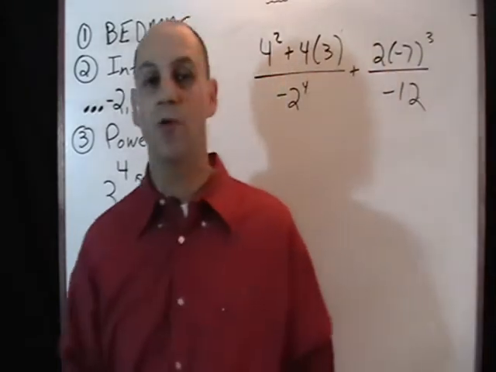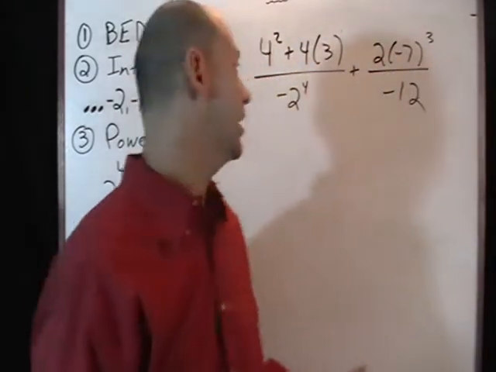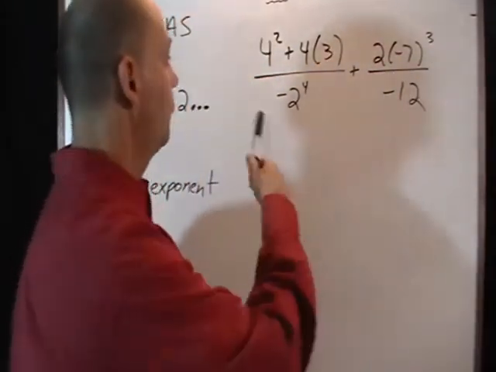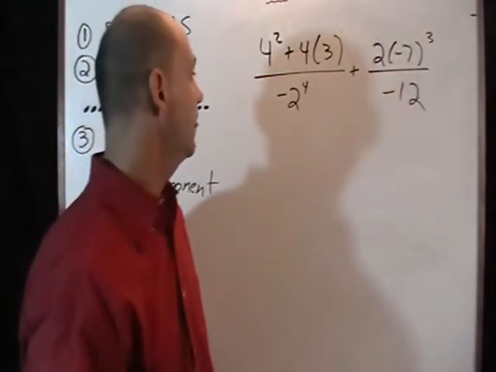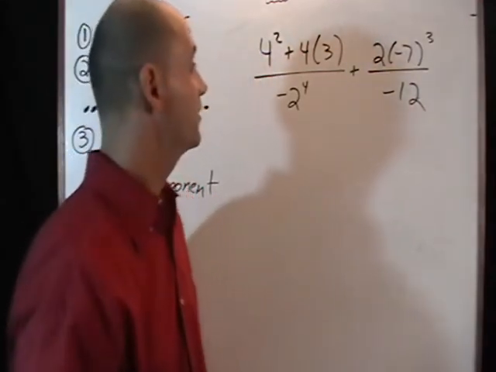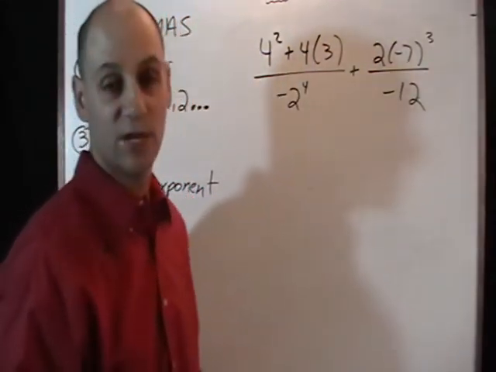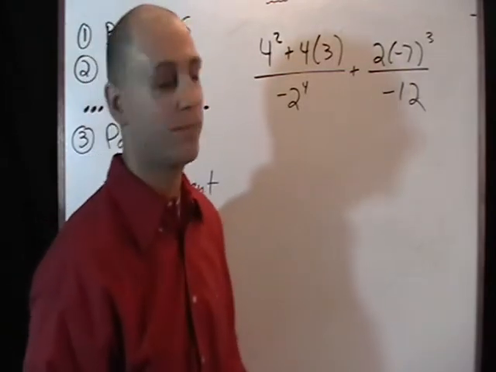Okay, so let's take a look at how we would use order of operations to complete a calculation such as this. 4 squared plus 4 times 3 divided by negative 2 to the 4th plus 2 times negative 7 to the 3rd divided by negative 12.